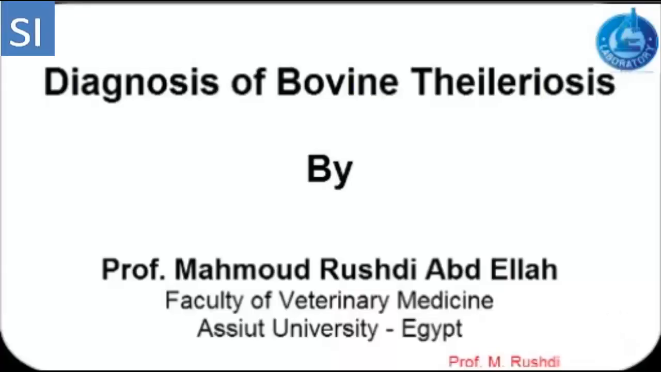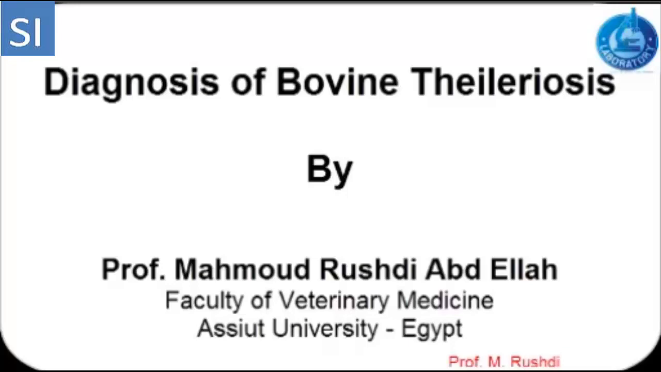Diagnosis of bovine theileriosis. Bovine theileriosis is a disease caused by a blood parasite called Theileria species. There are two common types of Theileria species parasites, including Theileria parva and Theileria annulata. This blood parasite is transmitted to cattle through the bite of infected ticks.